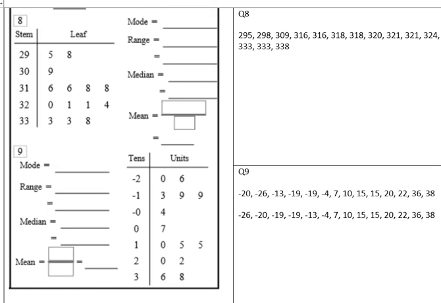Okay, so let's find the mode of each. So remember, our mode is our most common number. So I'm just actually going to use a stem and leaf plot. So there are two 316s, there's two 318s, there's two 321s, and there's two 333s.